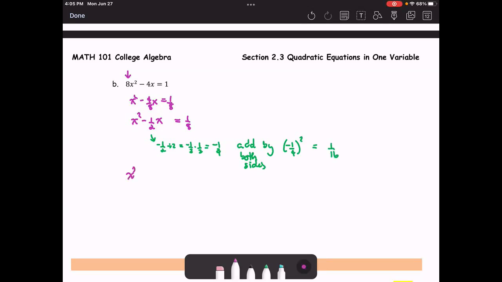Now we have x squared minus 1 over 2 times x plus 1 over 16, equals 1 over 8 plus 1 over 16. And then the three terms on the left become the perfect square, which is x minus 1 over 4 squared, where on the right hand side, the two quantities combine to be 3 over 16. And then we're going to use the taking square root method.